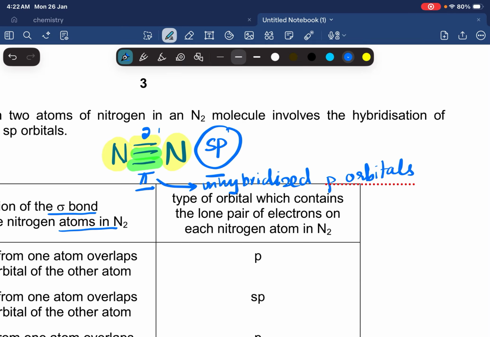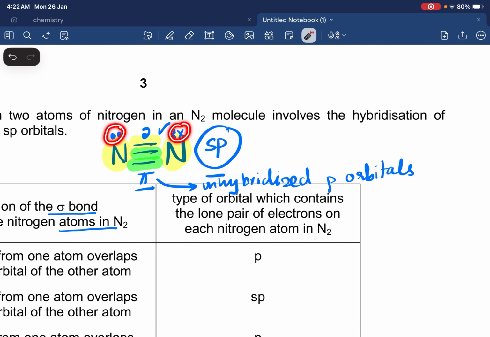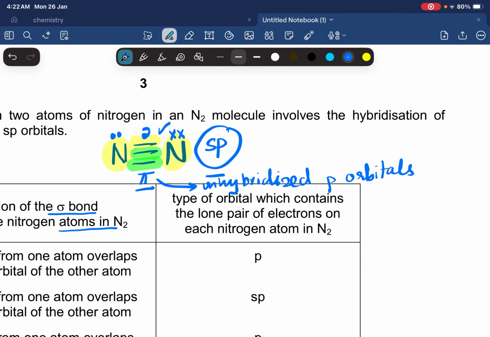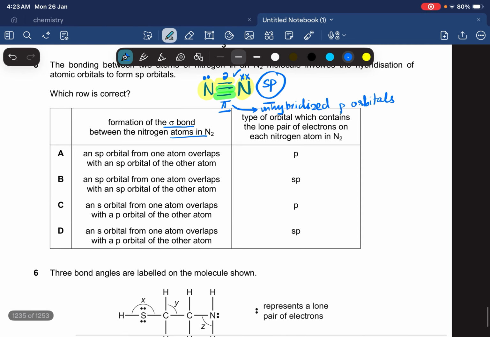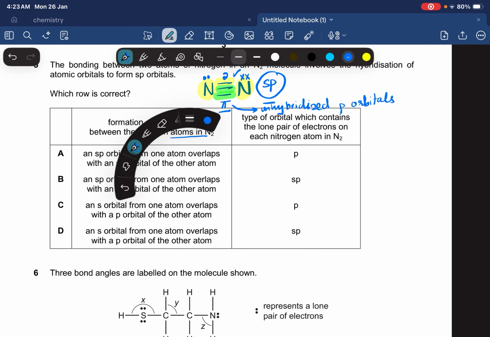Now this sigma bond involves your hybridized orbitals, and the other lone pair that's present here and here is going to be something like this. So that's basically how a nitrogen atom bonds. Only two orbitals are involved in hybridization, one s and one p. An sp orbital from each atom overlaps. The type of orbital which contains the lone pair on the nitrogen atom is sp.